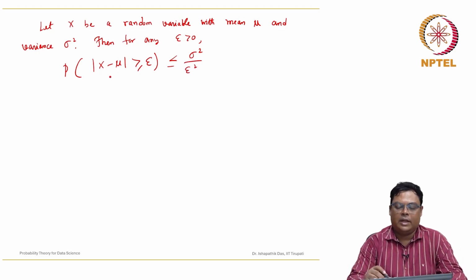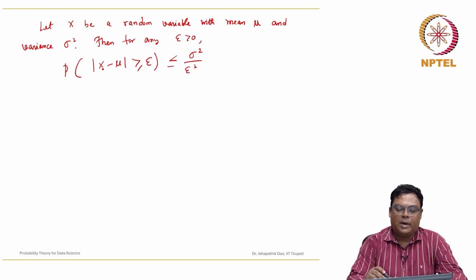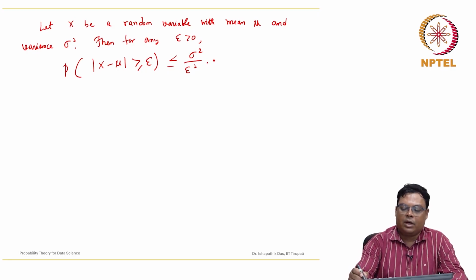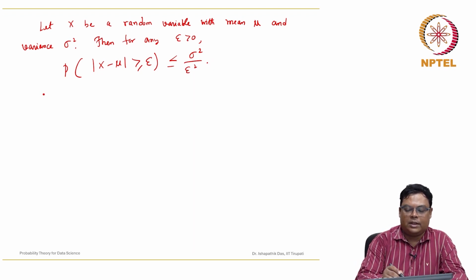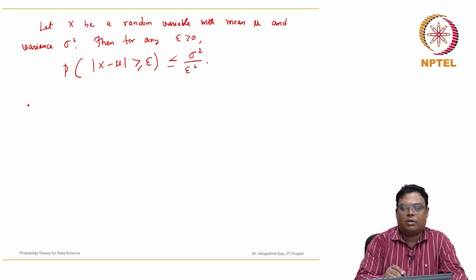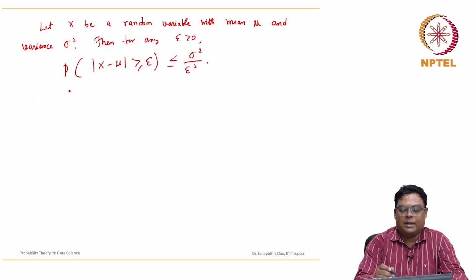So that means it is giving the probability that the random variable may take values away from the interval mu minus epsilon, mu plus epsilon. This probability should be less than or equal to sigma square by epsilon square. So what is the proof? Let us prove this. It is not very difficult. Let us consider a continuous random variable, then we will do the integration. For the discrete case it will be a sum, but it is a very similar proof.